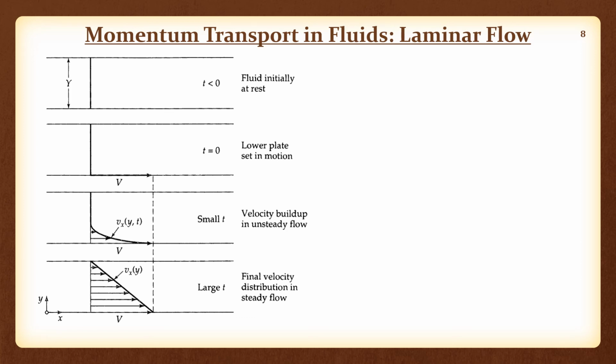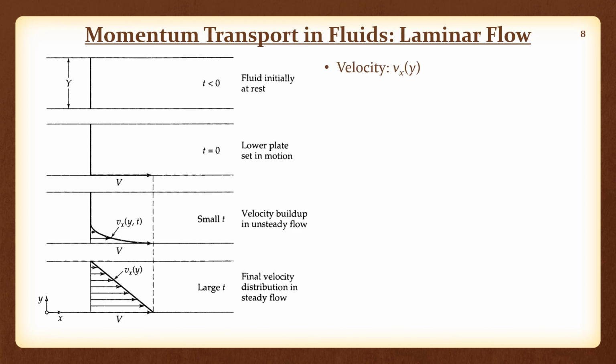And at the top surface, which is stationary, the layer of fluid particles that are in contact with the stationary top surface will remain stationary. They will not move. So there the velocity is 0, and in between these two values of y, there is a linear variation of the velocity in the x direction as a function of the y position.